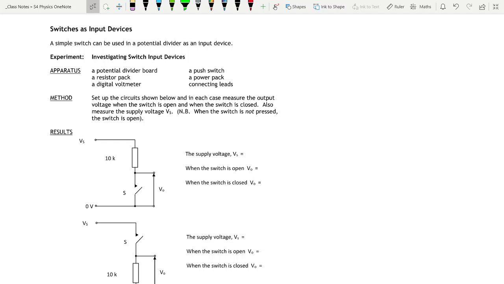Okay, so we've looked at some input devices already. We looked at the potential divider and we've looked at potentiometers. We could also use switches as input devices. So switches are basically either a break in the circuit or not a break or nothing in the circuit.